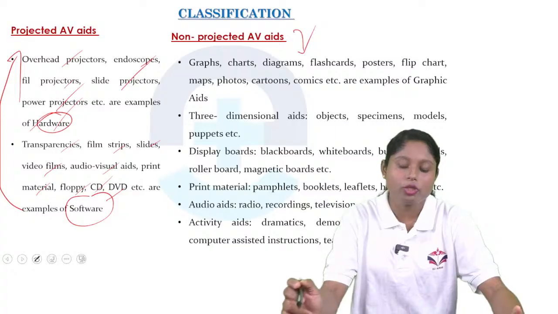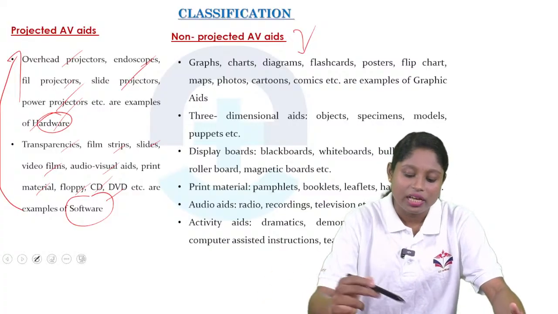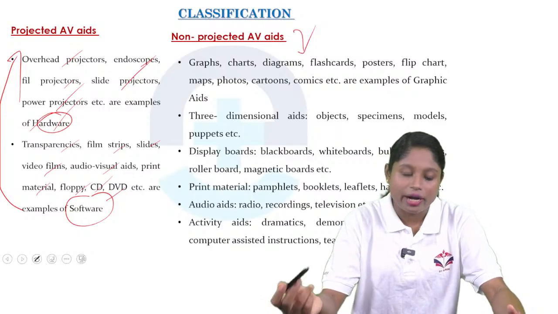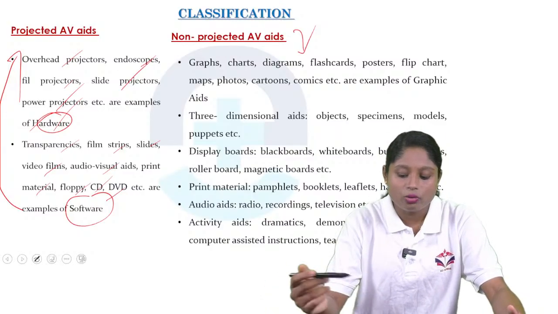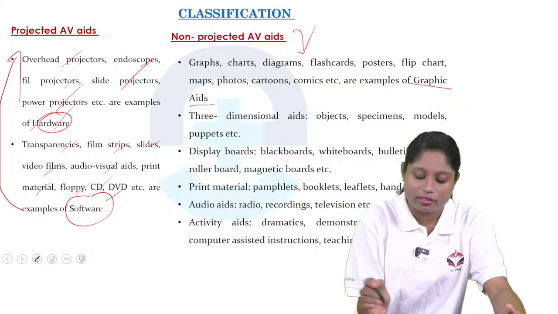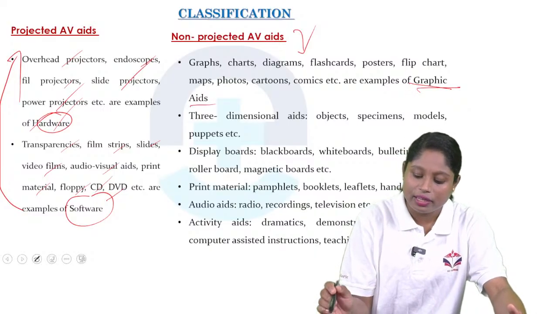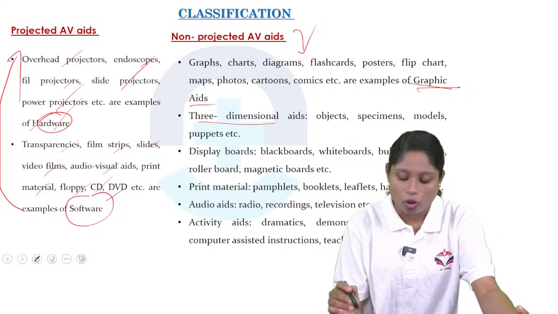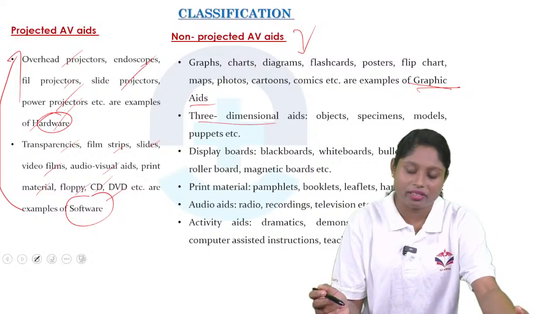Coming to the non-projected aids, what are the main examples? Graph, chart, diagram, flashcards, posters, flip chart, map, photo. Cartoons, comics are examples of graphic aids. So it is mainly divided, first, into graphic aids. So these are the examples. Now coming to three-dimensional aids such as objects, specimens, models, puppets.